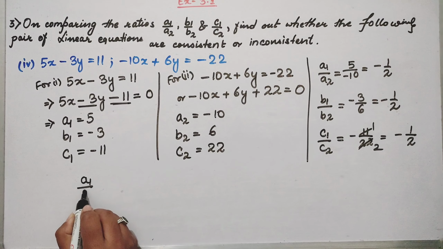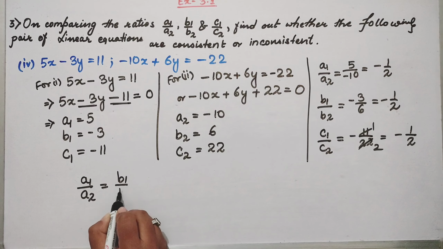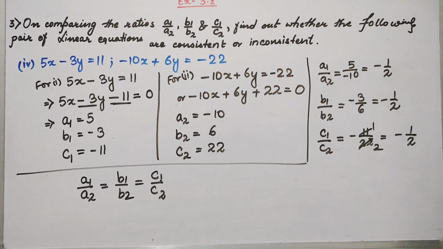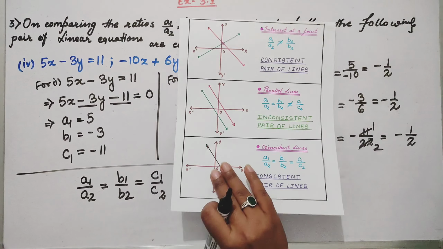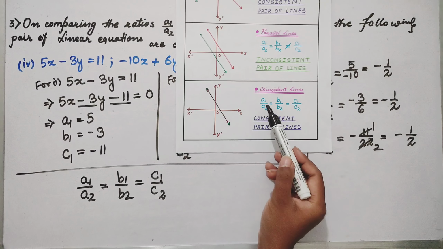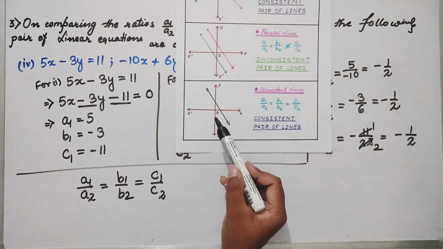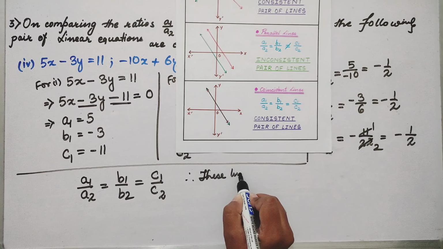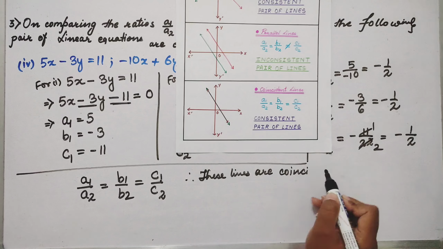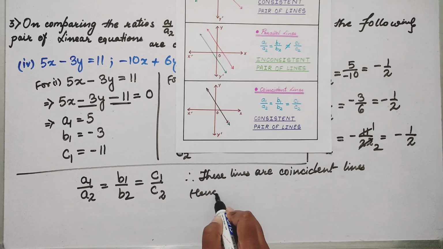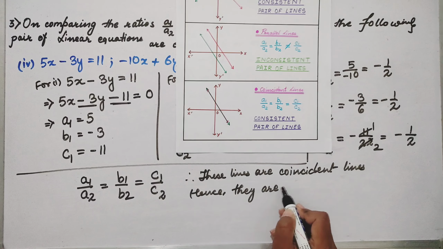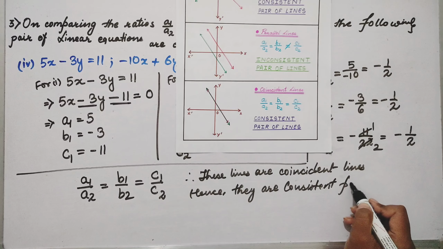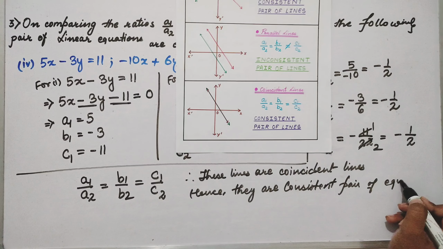Here we can see a1 by a2 is equal to b1 by b2 is equal to c1 by c2. So we got this condition. If you want to check, when all the coefficients are equal, they are coincident lines. That is, they coincide with each other. Therefore, they are a consistent pair of equations.